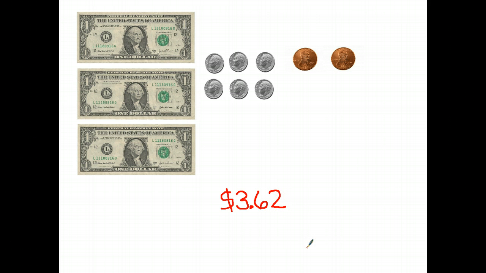So this says $3.62, and you can figure that out pretty quickly. But it means there are 3 whole dollars, 6 tenths of another dollar, and along with that, 2 hundredths. So we have 3 whole dollars and 62 hundredths of a new one.